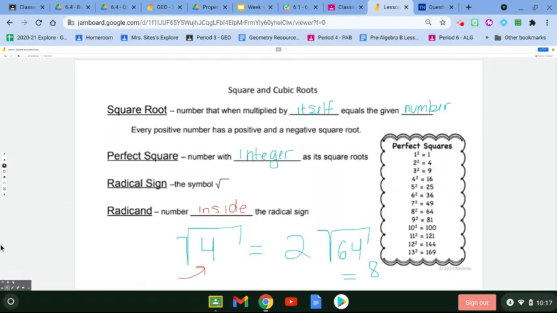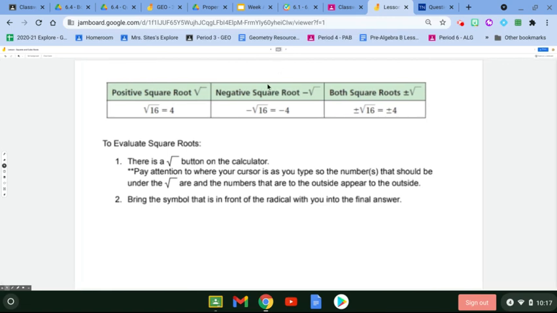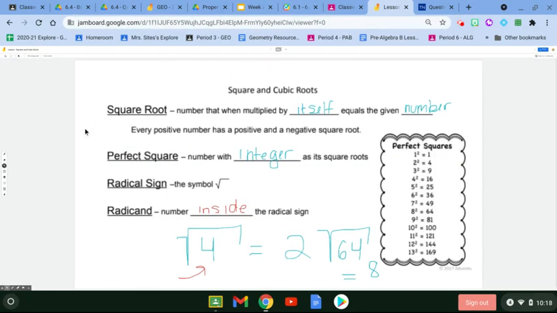So again, make sure you're typing in Edpuzzle something that you learned new out of today's lesson. It could be something like positive and negative square roots. It could be something about square roots or cube roots. Maybe you learned something new on your calculator, and then we'll be practicing these problems today.